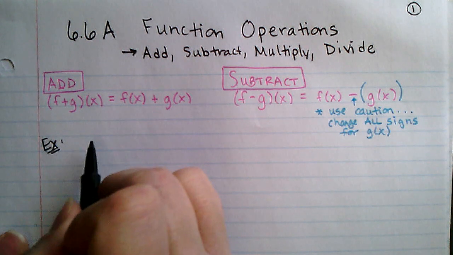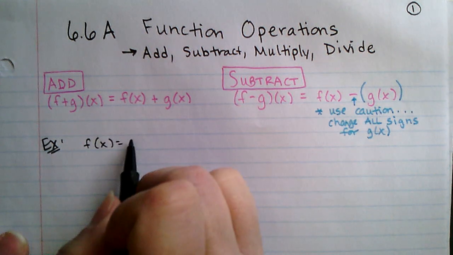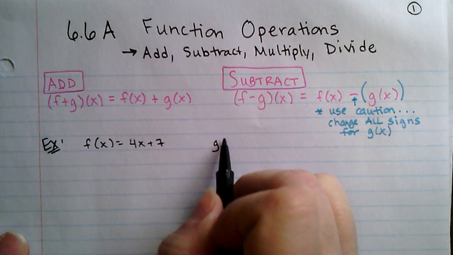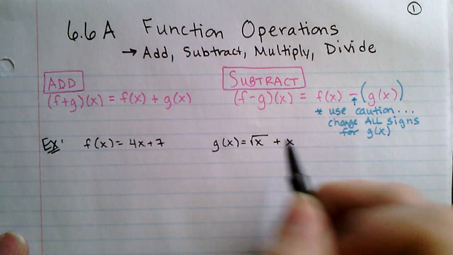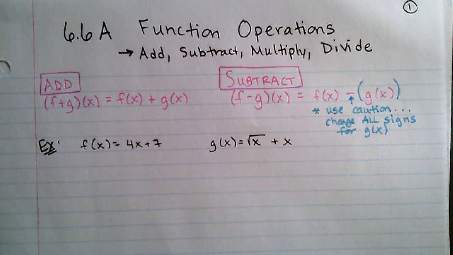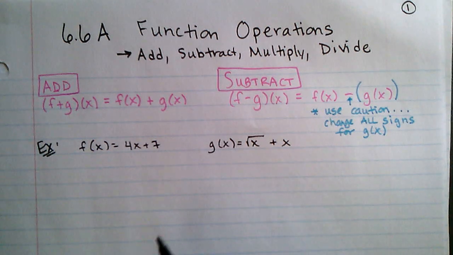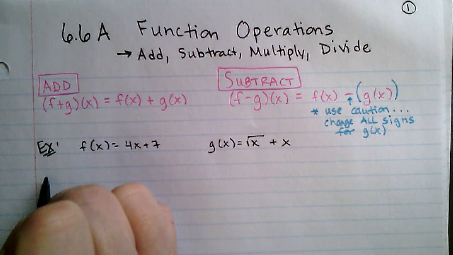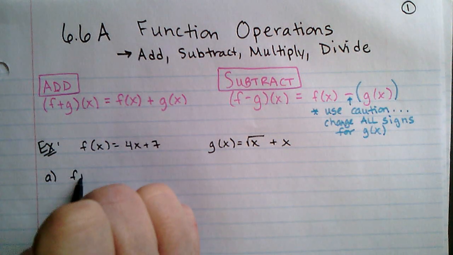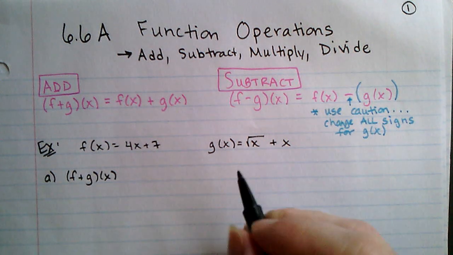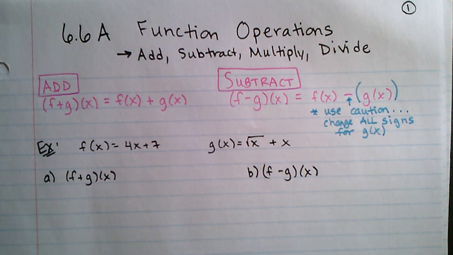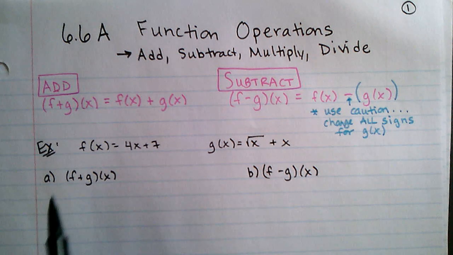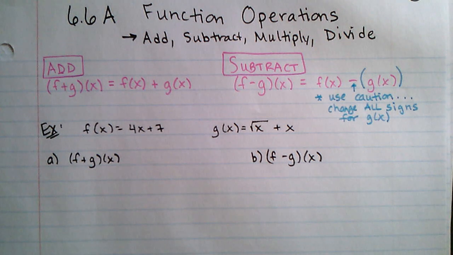I'm going to use the same two functions. F of x is going to be 4x plus 7, and g of x is going to be square root of x plus x. And we're going to do 4 different examples here with those two functions. So A, we'll do f plus g of x. B, we will do f minus g of x. And I'll get to C and D in a second because I don't know how many lines I need.